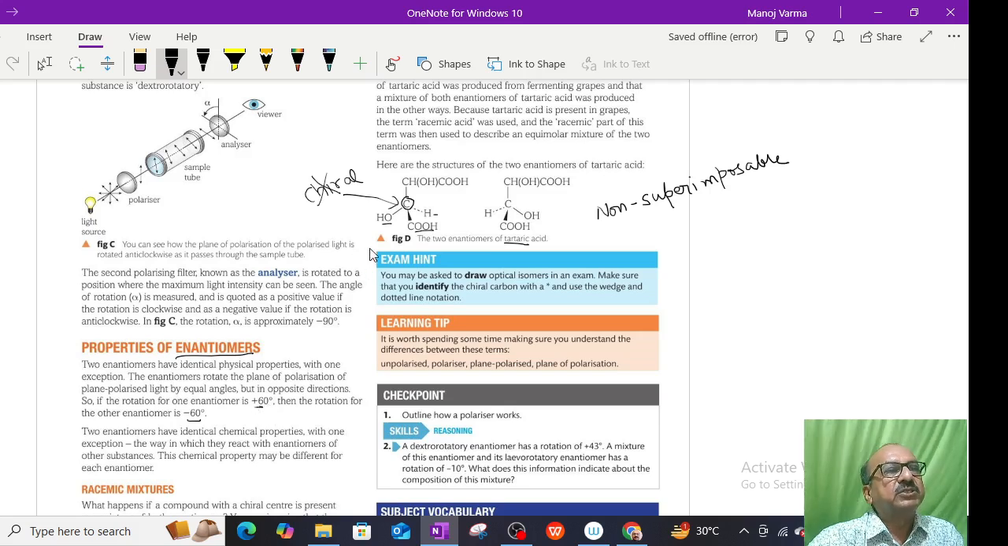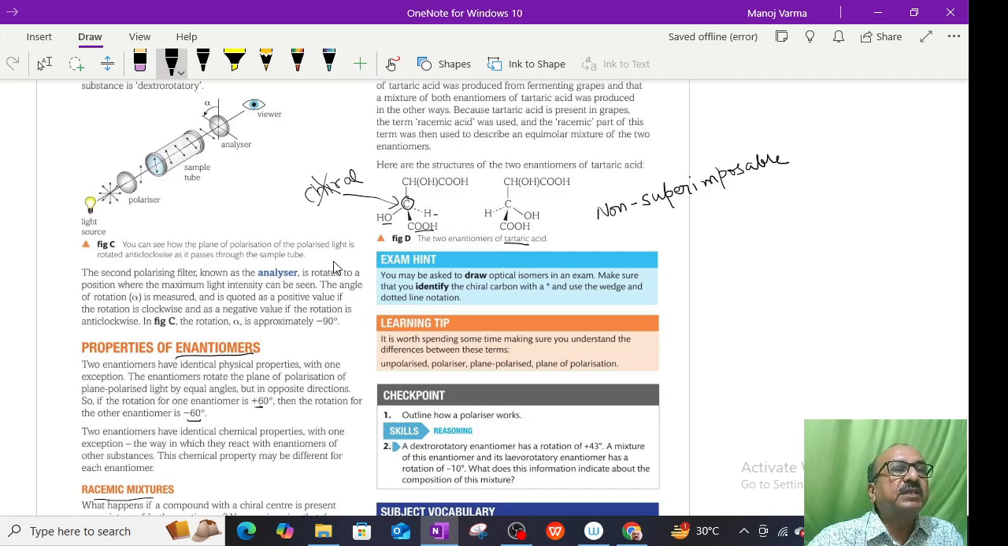under specific conditions. And if you mix these two isomers in equal amounts, then it is called a racemic mixture, because then the rotations get cancelled out and there is no optical activity seen.